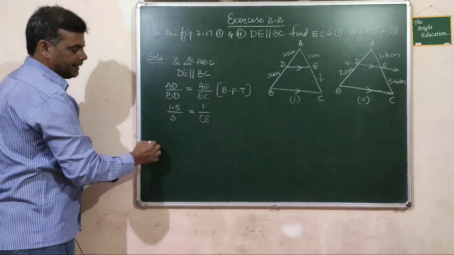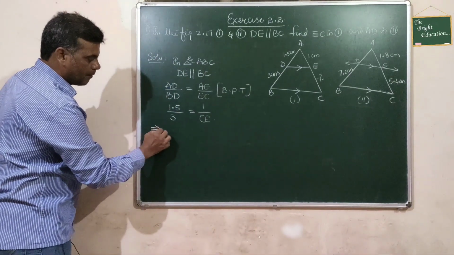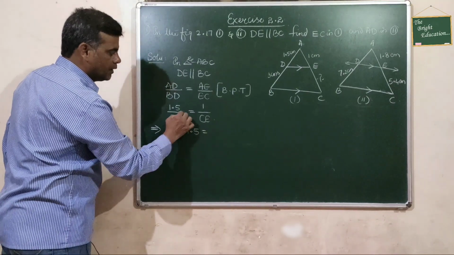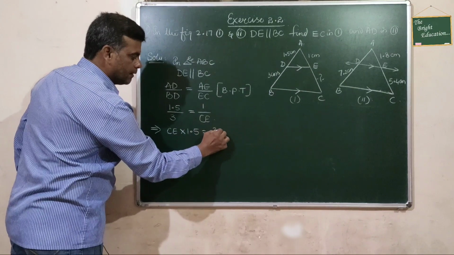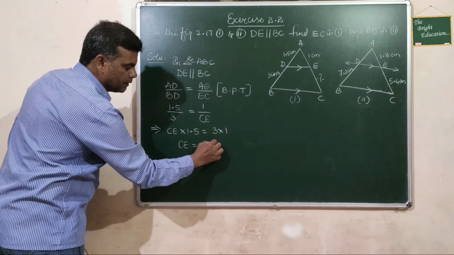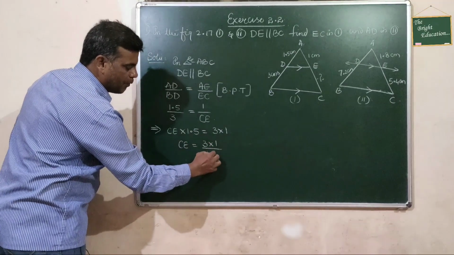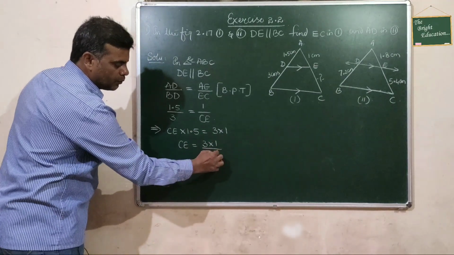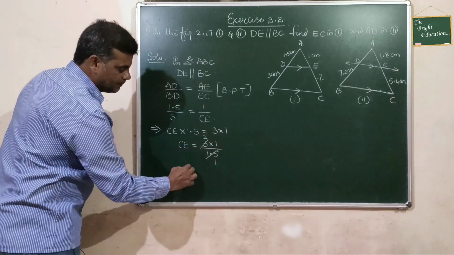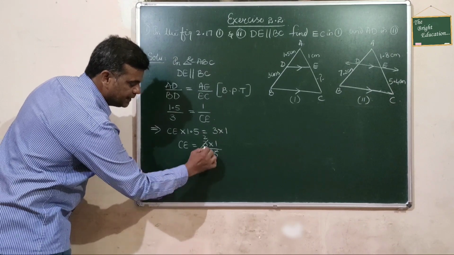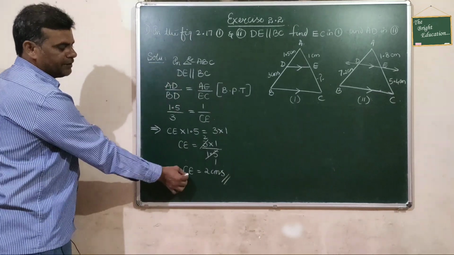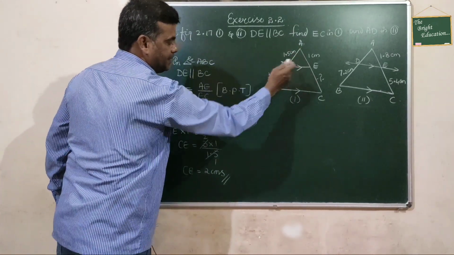On cross multiplying, CE into 1.5 is equal to 3 into 1. Now CE is equal to 3 into 1 divided by 1.5. As we know, 1.5 divides 1.5 one time, and divides 3 two times. So the length of CE is 2 centimeters. So in this way we calculated the value of EC.